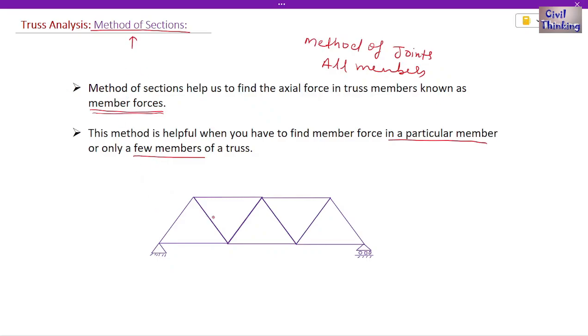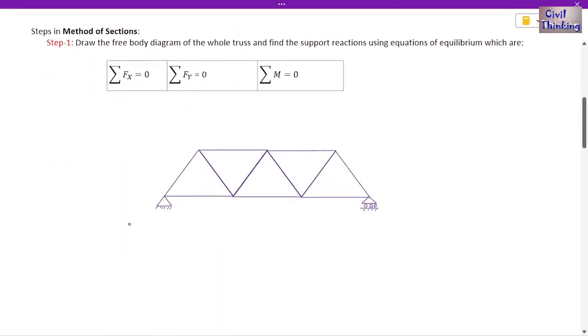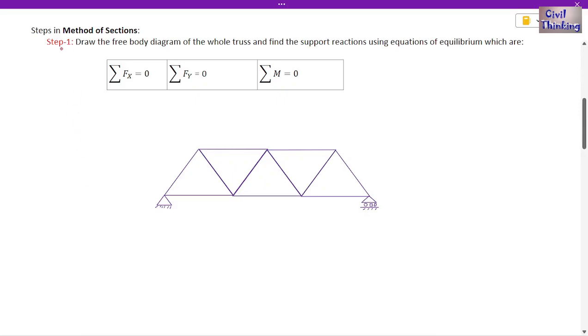Now method of sections has some steps, so let us see them. Let us talk about steps in method of sections. Step number one is we have to draw the free body diagram and find the support reactions.